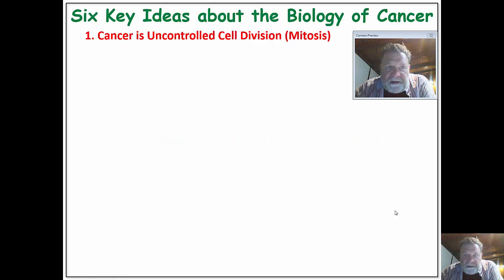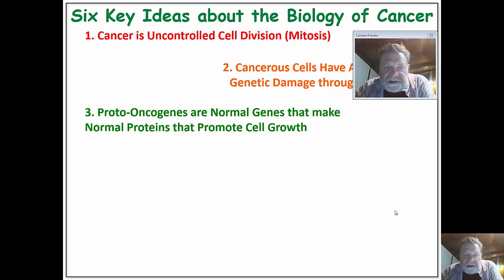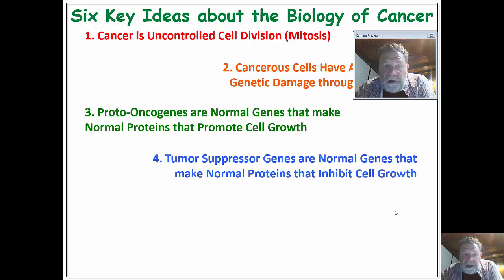How does cancer relate to mitosis? A number of general ideas. Cancer is uncontrolled cell division. Cancer cells have genetic damage throughout them. Proto-oncogenes are normal genes that make normal proteins that promote cell growth, and they are what they are before they turn into cancer.